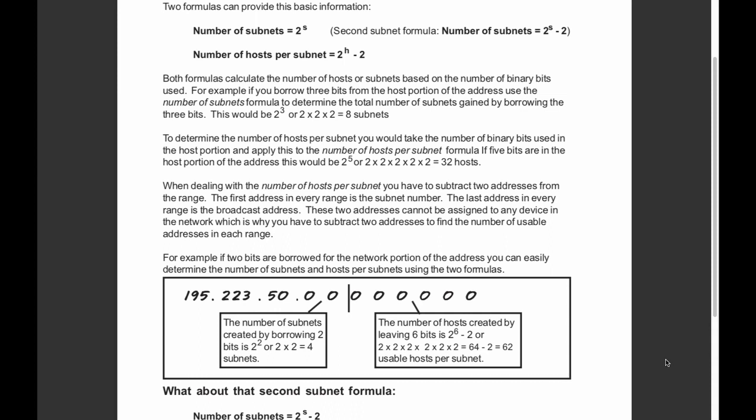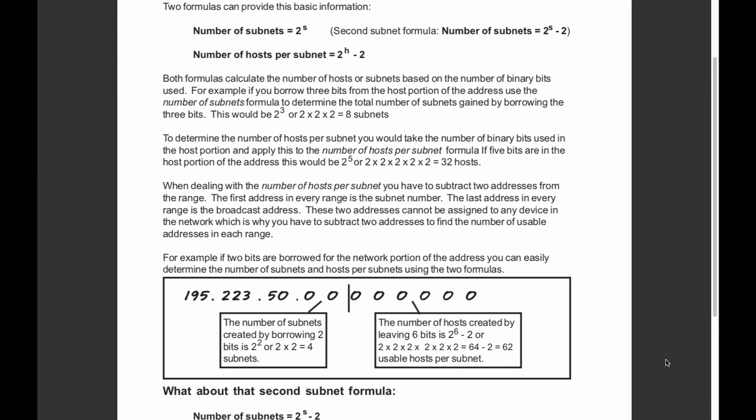The reason for subtracting 2 in the host equation is because the first and last address in the range cannot be used. You already know that the first address is the network address that specifies the start of that range of IP addresses. The last address in a range is known as a broadcast address. A broadcast address would be used to send a packet to every IP address in that range.